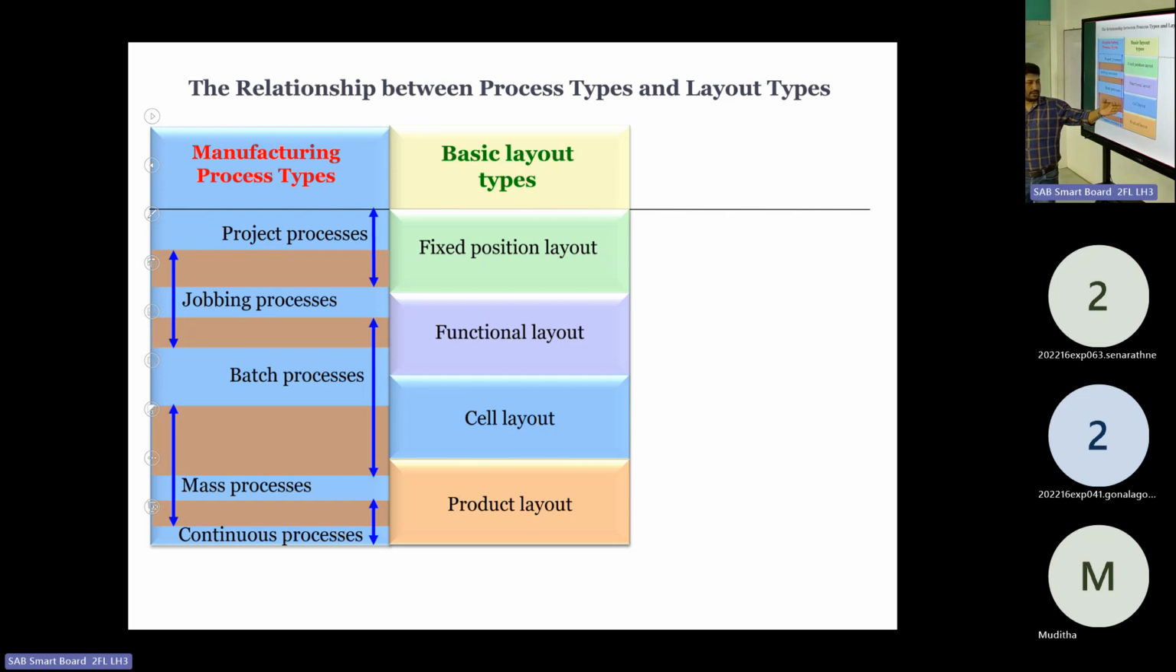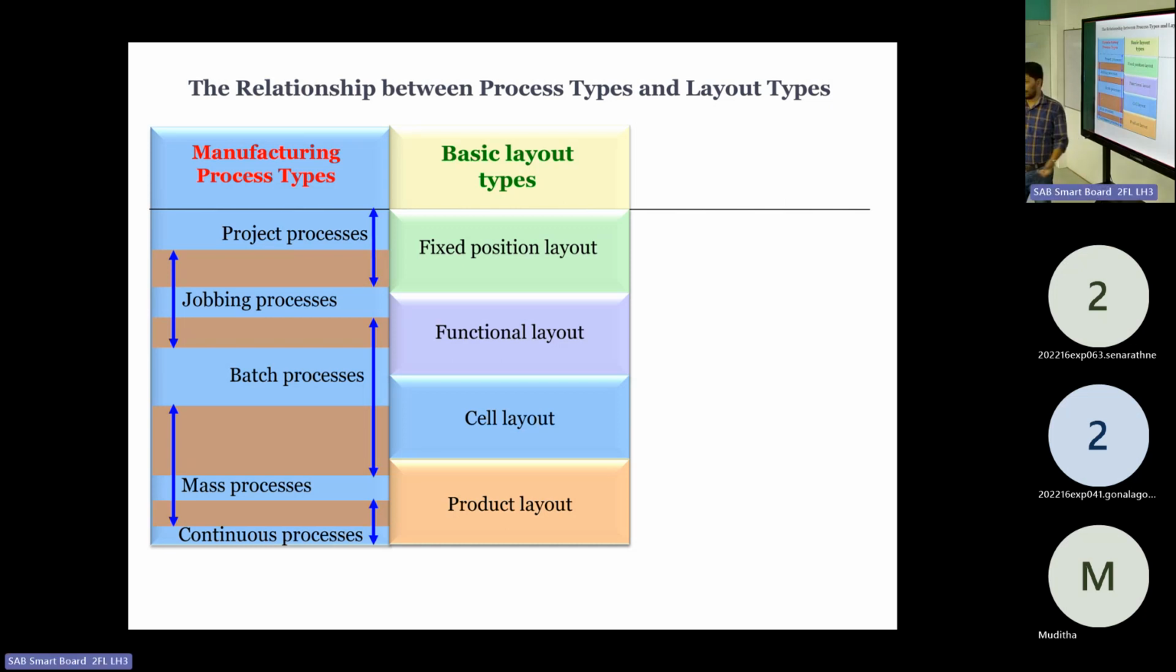And of course, cell layouts are becoming popular for batch processing now. So all three layout types are technically okay for batch processing. Understood it? I think so. Then of course, for mass processes, basically the product layouts are recommended. But to have a little more flexibility, we might say cell layouts are also used. I mean, in certain industries, certain factories, certain outlets.